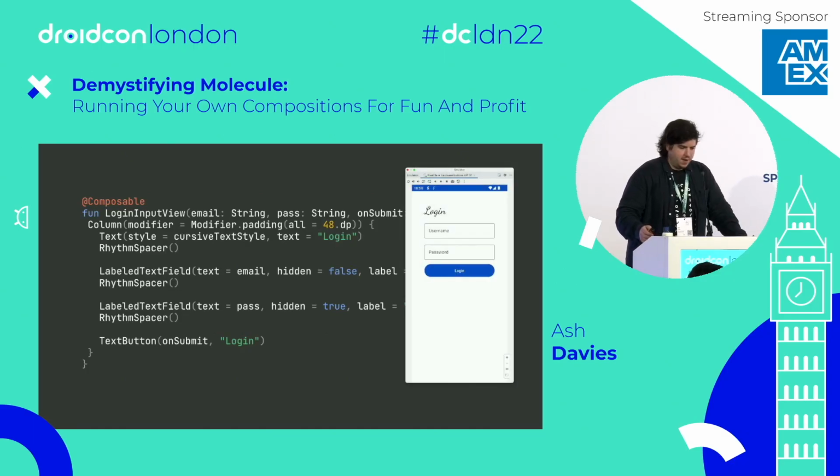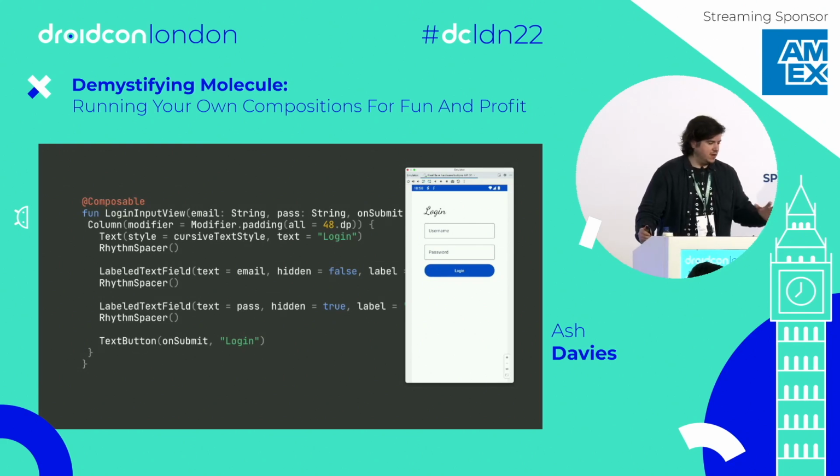So you've got this screen here where you've got a few UI elements, and you can end up with a basic login form that's going to look a little bit like this. Really straightforward, just text in declarative functions so you can see what's going on.